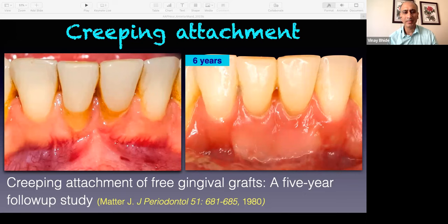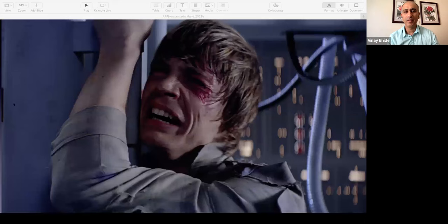So read this study by Matter in 1980 that talks about 5-year follow-ups. These grafts typically creep up in the first year, but slight creep even happens from years 1 to 5. And I believe that this is probably what happened with my graft, because there's no way that I positioned this graft, as you saw, in this position from the get-go. So this for me really was a turning point.